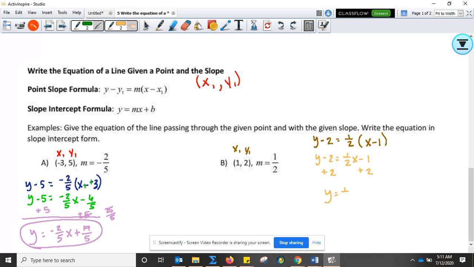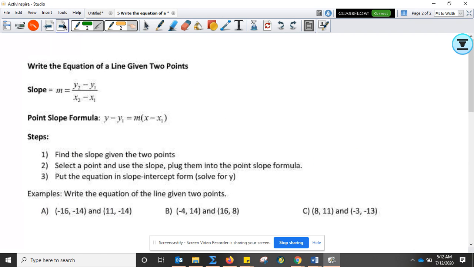Y equals 1/2 x plus 1. And that's your equation of the line that goes through (1, 2) and has a slope of 1/2. Write an equation of a line given 2 points.